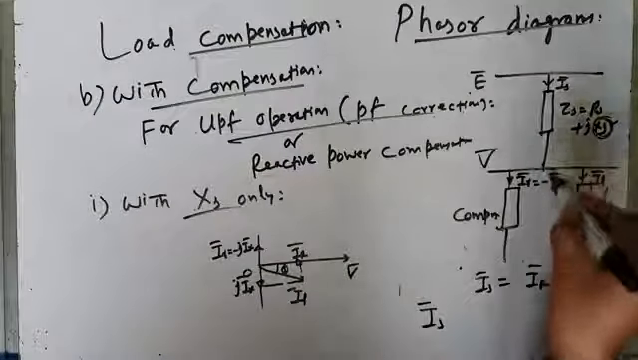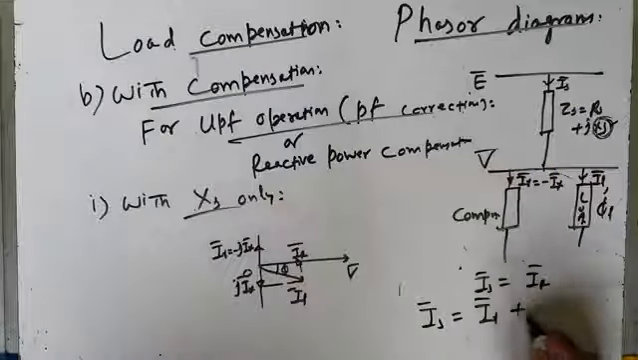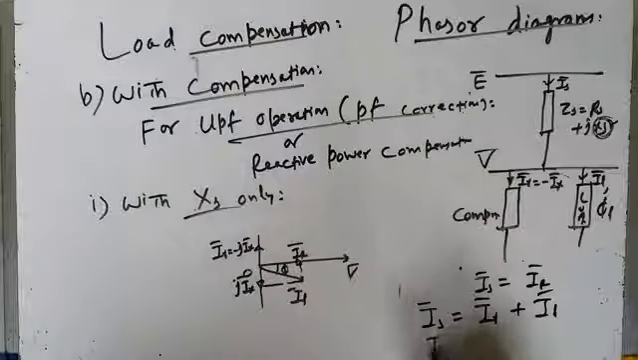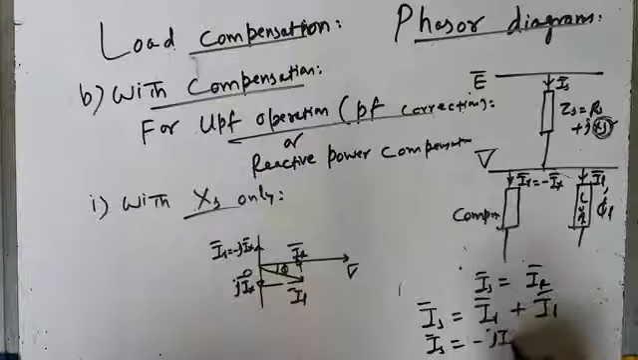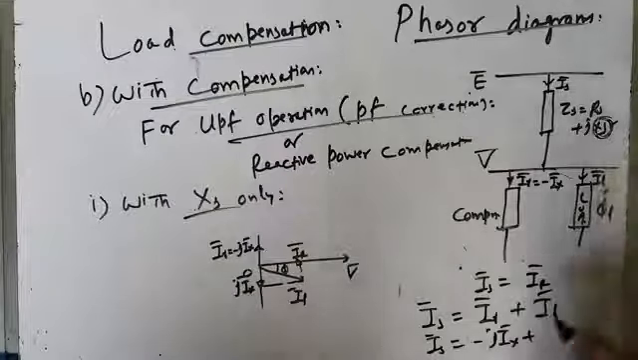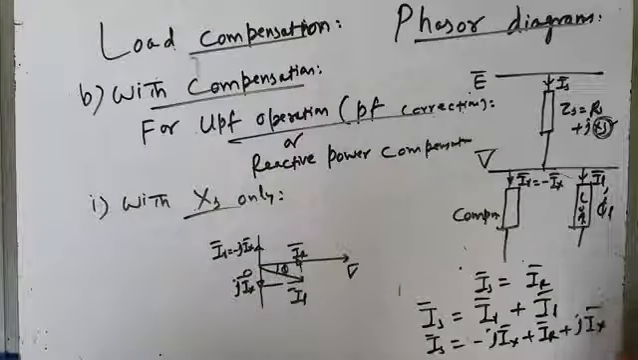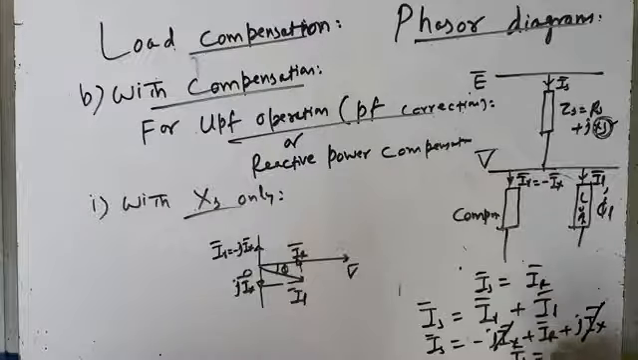If you apply Kirchhoff's current law here, Is is equal to I gamma plus IL. You can see, Is is equal to, what is I gamma? I gamma is minus JIX plus what is IL? IL is the load current which has in phase component IR plus quadrature component JIX. Now this is plus JIX, this is minus JIX. Therefore source current is equal to IR. Therefore source supplies only the in phase component of current.